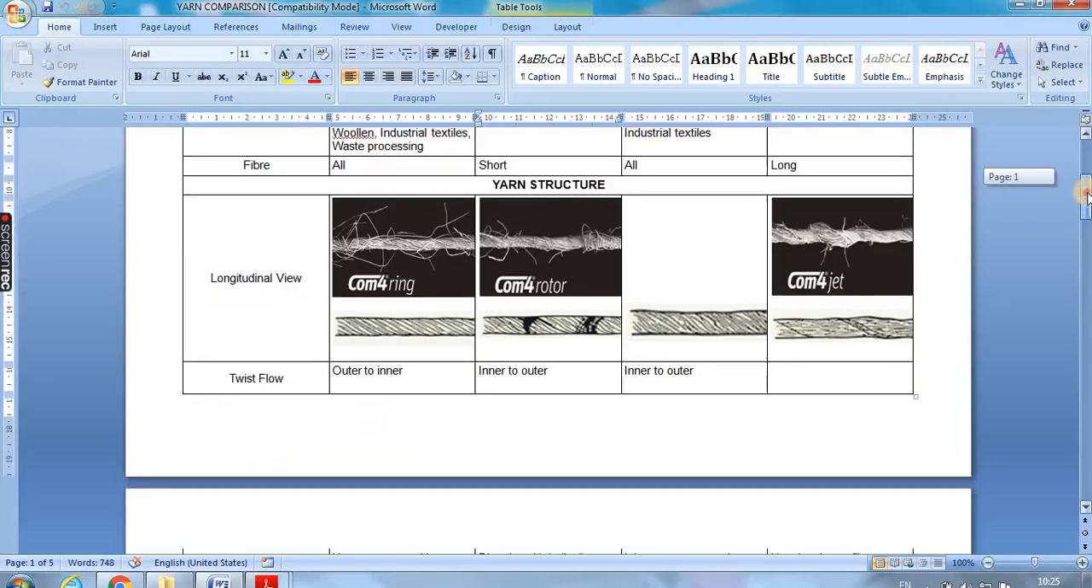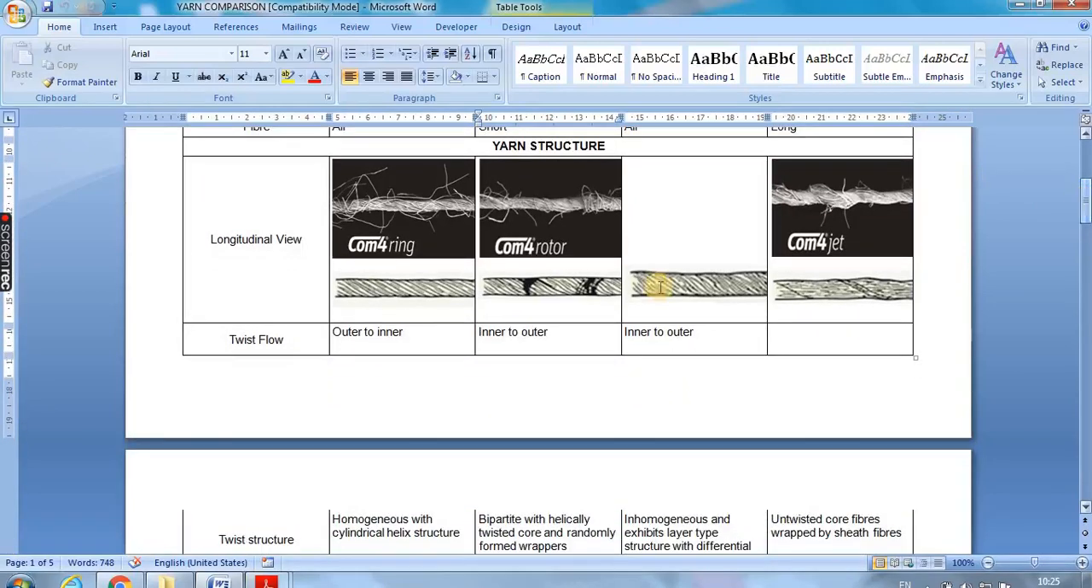So coming to the yarn structure, the first one is the twist flow. How the twist is flowing in the yarn. In the case of a ring, the twist is flowing from outer to inner. So in the spinning triangle, the twist is flowing from outside of the yarn to the inside of the yarn, sheath to core. But it is opposite in the case of rotor. The twist is flowing from inside to outside, that is core to sheath.